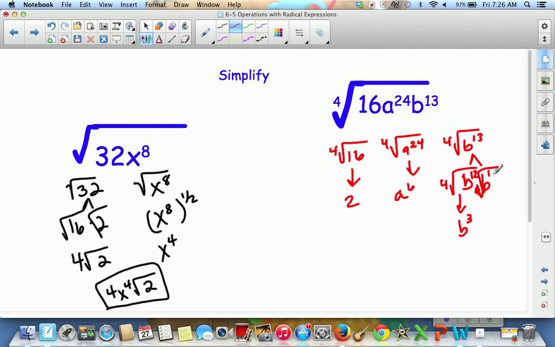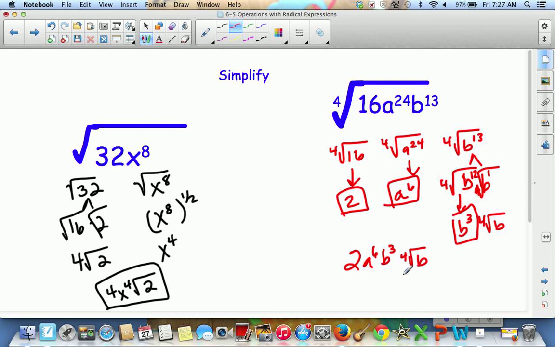And the 4th root of b to the 1st, can we simplify that at all? No, so we're going to leave that as the 4th root of b. So let's see, what can we combine here? What's going to be on the outside? 2 is going to be on the outside, a to the 6th, and b to the 3rd. So 2a to the 6th, b to the 3rd, and then we have the 4th root of b.